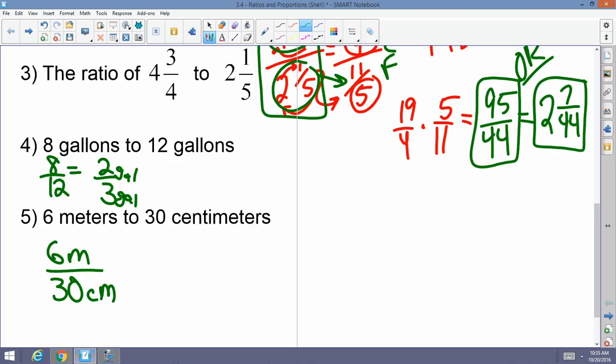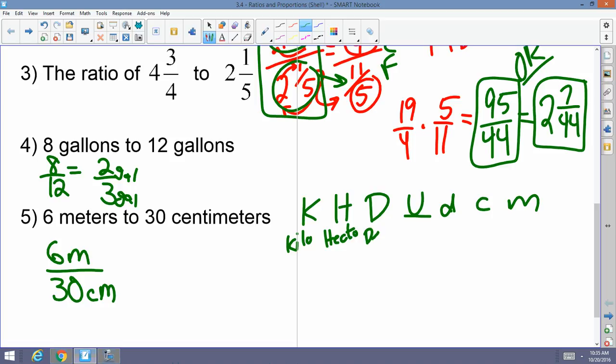Okay, hold on, guys. I'm going to show you the easy way, okay? King Henry died, unfortunately, drinking chocolate milk. This is kilo, hecto, deca, the unit, so we're talking about grams, liters, or meters, deci, centi, and milli.